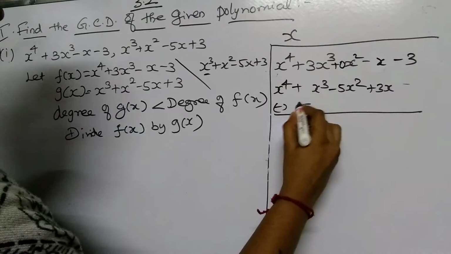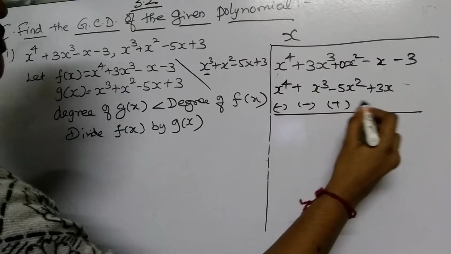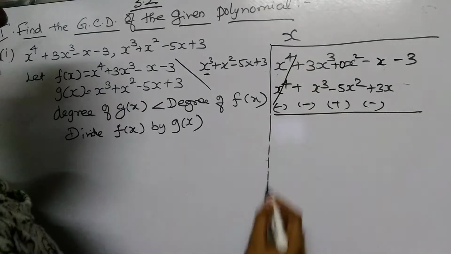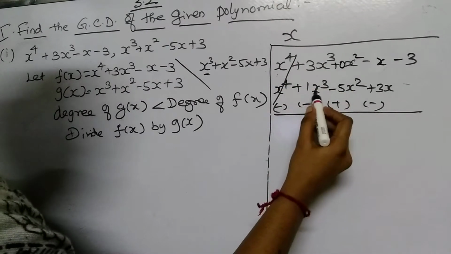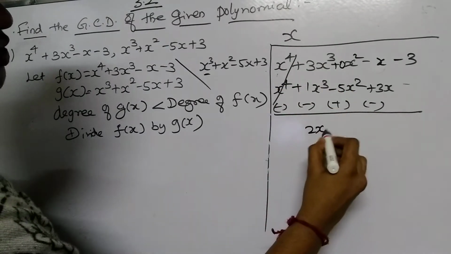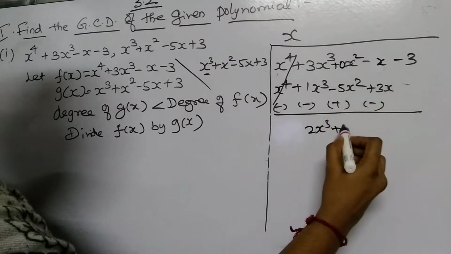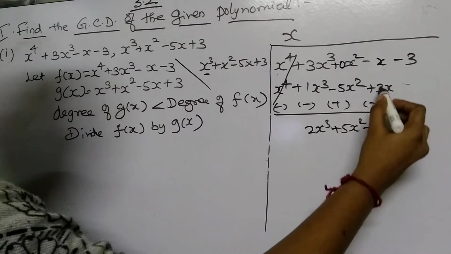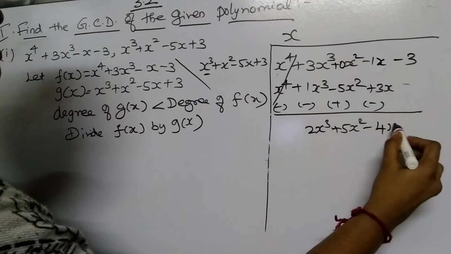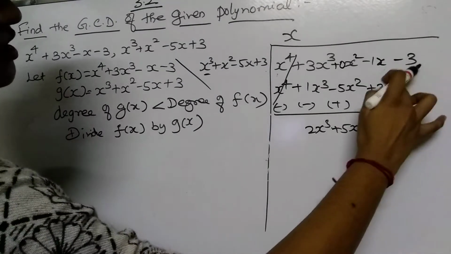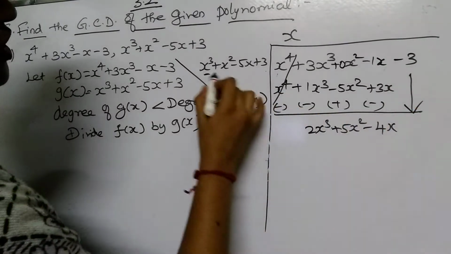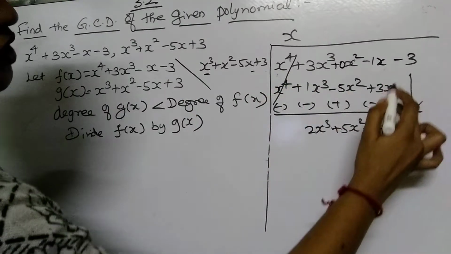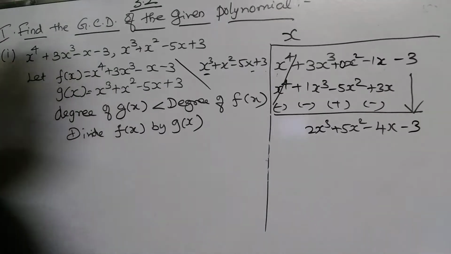Subtraction means change the sign: plus becomes minus, minus becomes plus. So the first terms get cancelled. Then 3 minus 1; no number means it is 1. So 3 minus 1, it is 2x cube. Then plus 5x square, 0 plus 5. Then minus, minus, put a plus sign and add here: 1 plus 3, that is 4x. Okay. Next you have the constant term. Here there are 4 terms, so you can carry down 4 terms only, right? Minus 3, add it now.